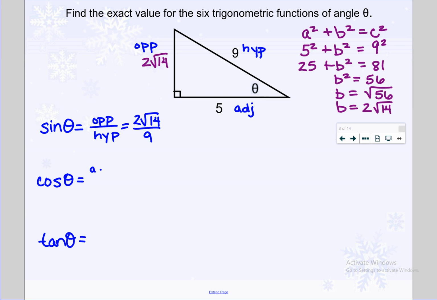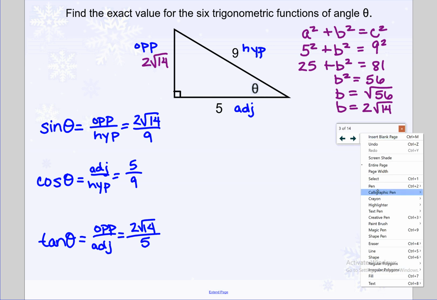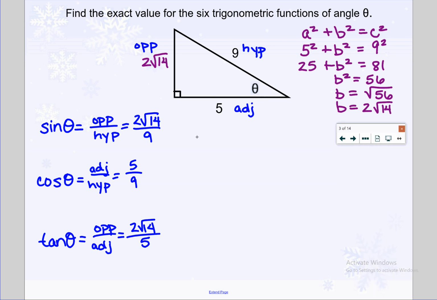Cosine is adjacent over hypotenuse, which is just 5 over 9. Doesn't reduce, final answer. Tangent, opposite over adjacent, 2 rad 14 over 5. And the 2 over 5 doesn't reduce, final answer. Okay, so those are our 3 main trig functions. To get the other 3, we're just going to take reciprocals of these.